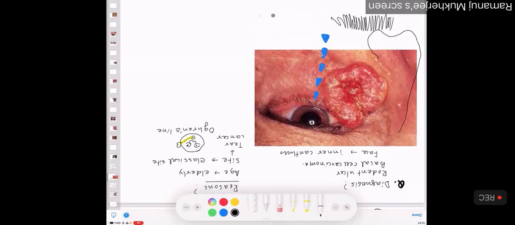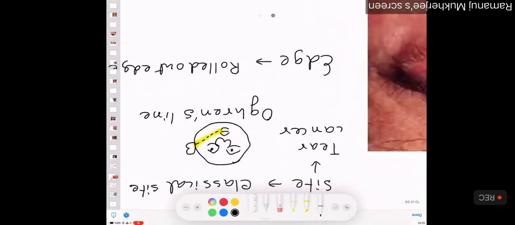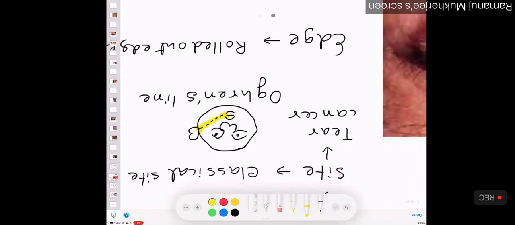Next one, the edge of the ulcer. Can you tell me what is the edge of the ulcer? The edge of the ulcer is a classic rolled out edge. Sir, Ogren's line is a significant study because this is the classical site; basal cell cancers are usually in the area above Ogren's line. Sir, this is the area.